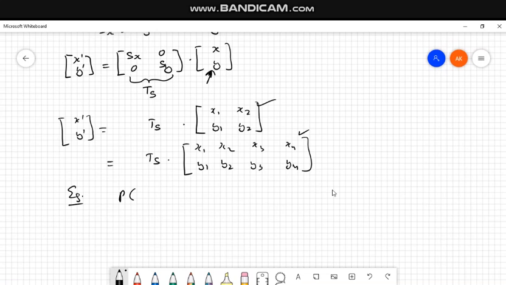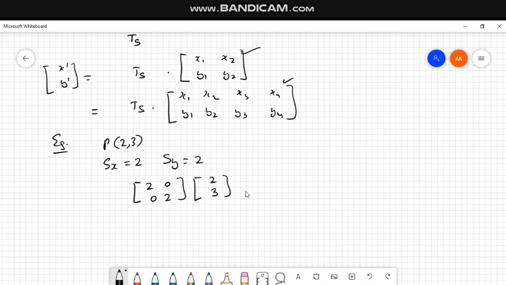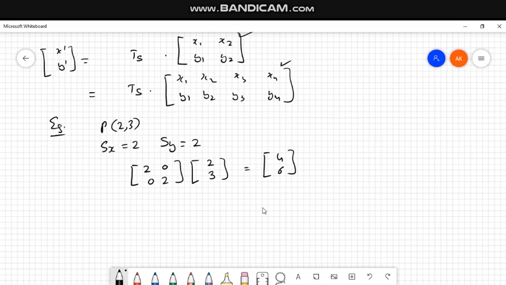Suppose the point is (2, 3) and sx that we have been given is 2 and sy is also 2. So our TS will become [2 0; 0 2] and the point we have been given is (2, 3). This will result in (4, 6). ठीक है.